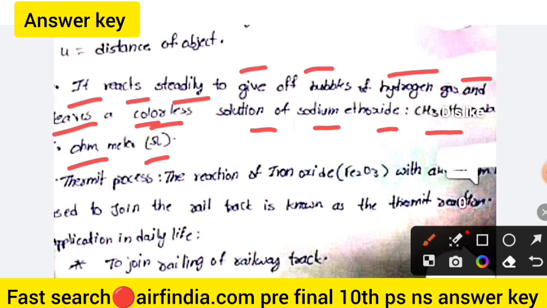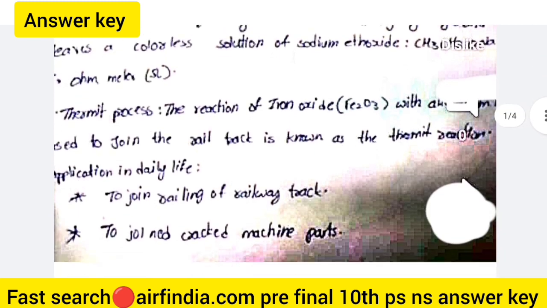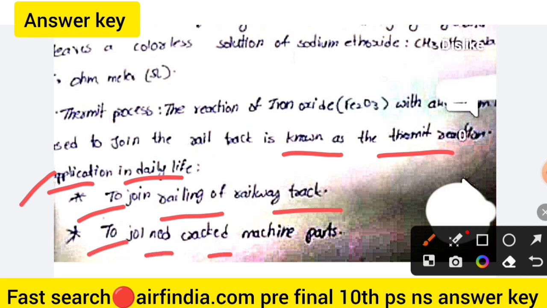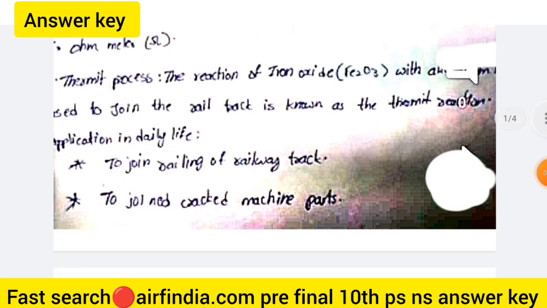Okay, and the next is the Thermit process. The reaction of iron oxide Fe2O3 with aluminium, used to join railway tracks, is known as the Thermit reaction. Application in daily life: to join railings of railway tracks, to join cracked machine parts. Okay, it's used in daily life.